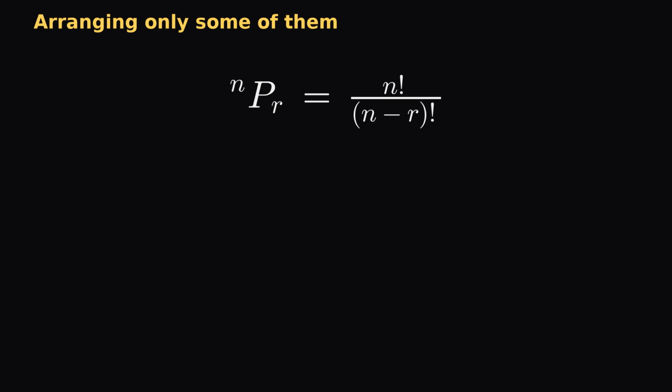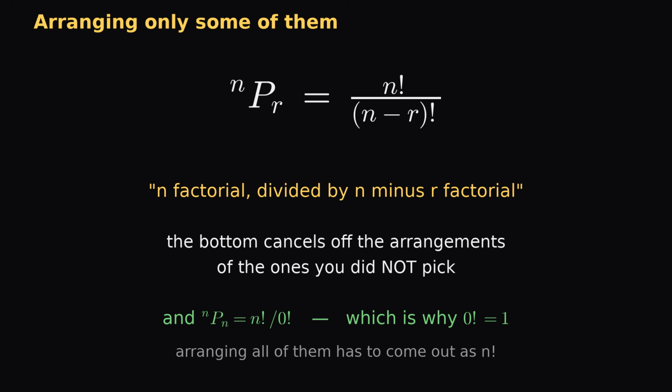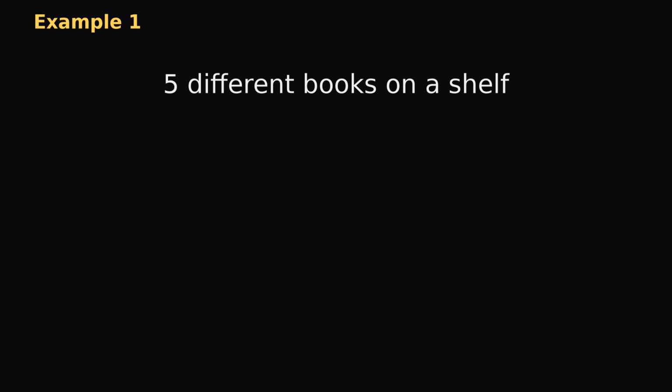Now, when you only arrange some of them, it is nPr. n factorial over n minus r factorial. Spoken plainly, n factorial divided by n minus r factorial. And that bottom is doing something simple. It cancels off the arrangements of the ones you didn't pick, which is also why nPn needs 0 factorial to be 1. Arranging all of them is n factorial over 0 factorial, and that has to come out as n factorial.